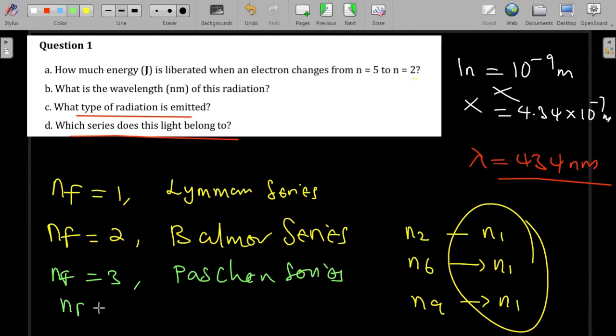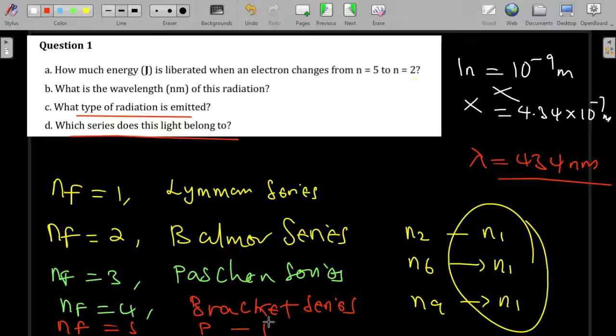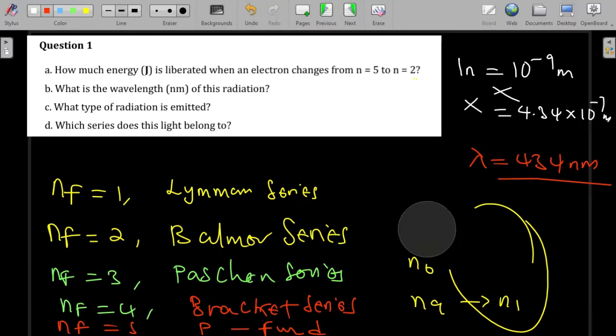If my n final is 4, then I have what we call the Brackett series. Okay. And then if my n final is 5, I have what we call the Pfund series. Okay. So those are enough for you for your level.